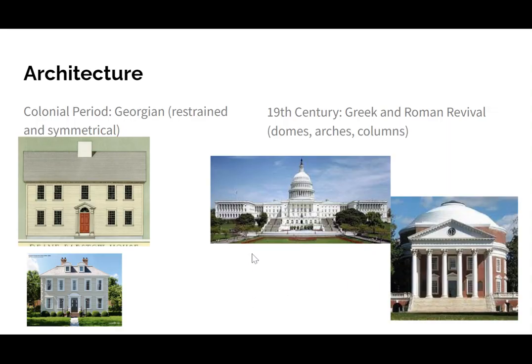In the colonial period into the 18th century, we see this Georgian style of architecture. It's very restrained, very symmetrical, very geometric. You can see this over here on the left, these houses that are very straightforward, simple, plain, symmetrical. But by the 19th century, we're seeing a Greek and Roman revival, which features a lot of domes and arches and columns.